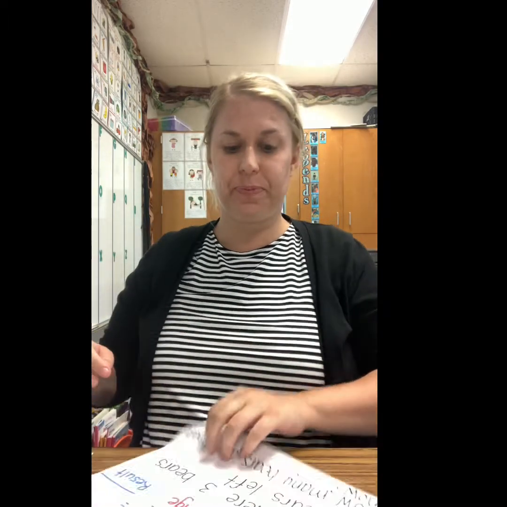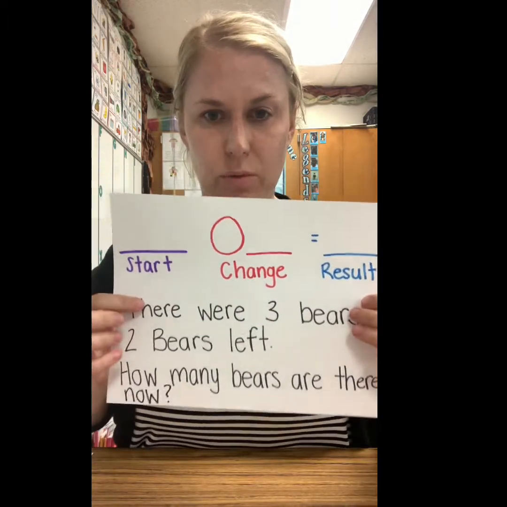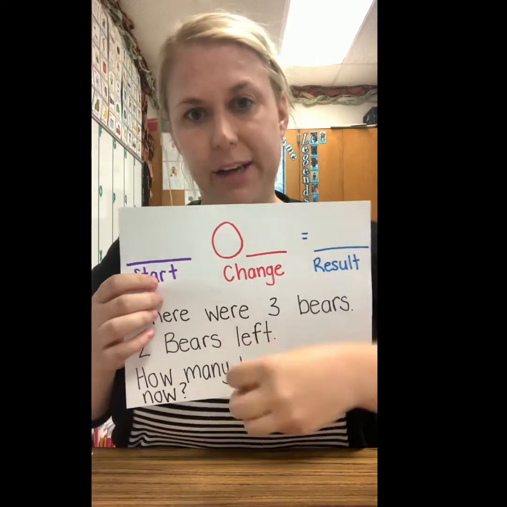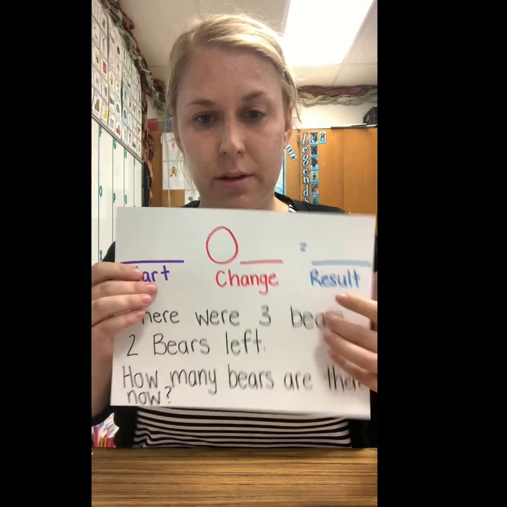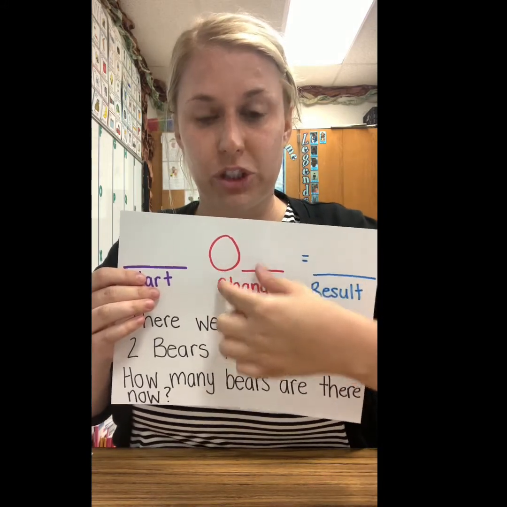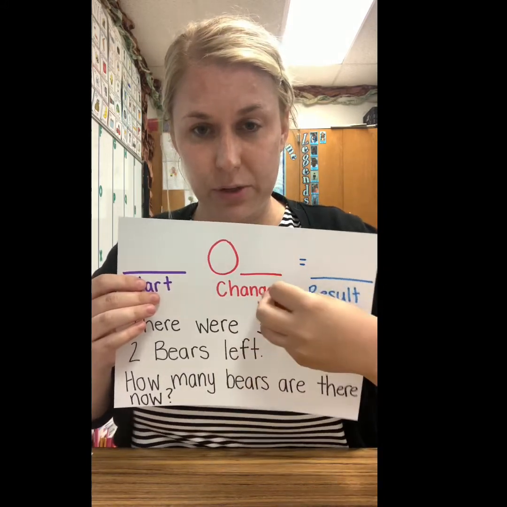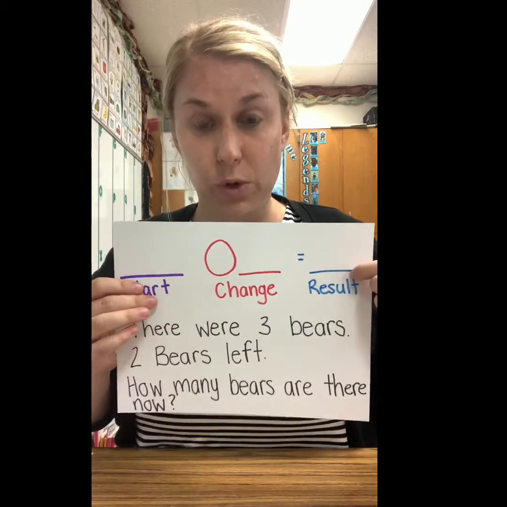Hey guys, today I'm going to talk to you about action word problems and how you know if you need to add or subtract to solve the problem. So when we have an action word problem, that means something is actually happening in the problem. So you always have an amount that you start with, you have a change or something that happens, either you add some or you take some away, and then you have the result that you end up with.